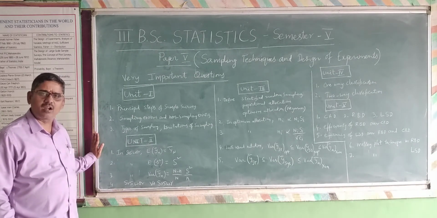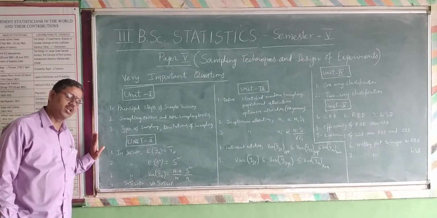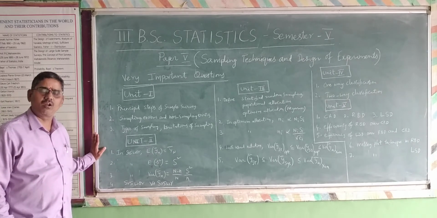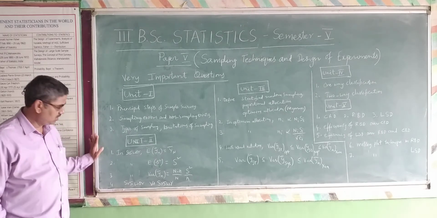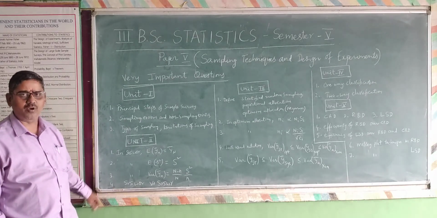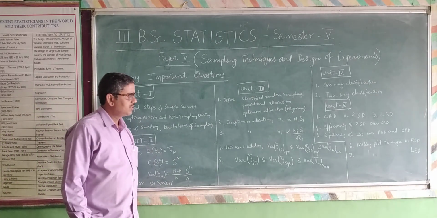Of course, there are many methods: lottery method, randomization table method. Please read the question: what are the methods of selecting a simple random sample? Lottery method, randomization table method, and also definitions of SRSWR and SRSWOR, which will be here in this particular fourth point. Please read. That's about Unit 2.